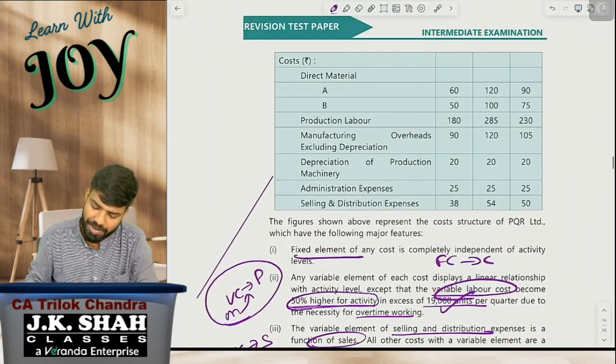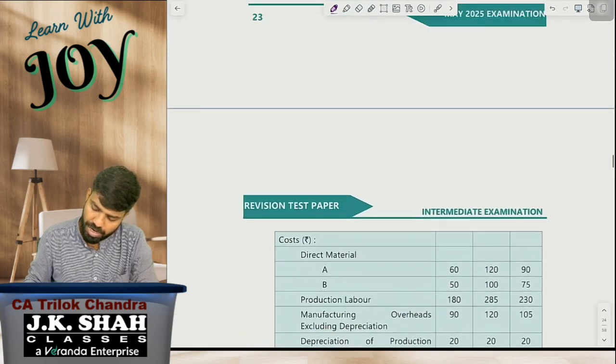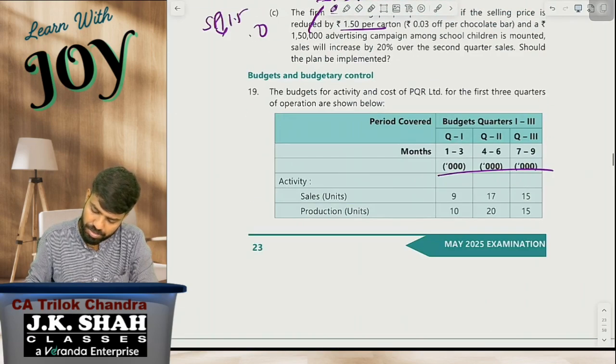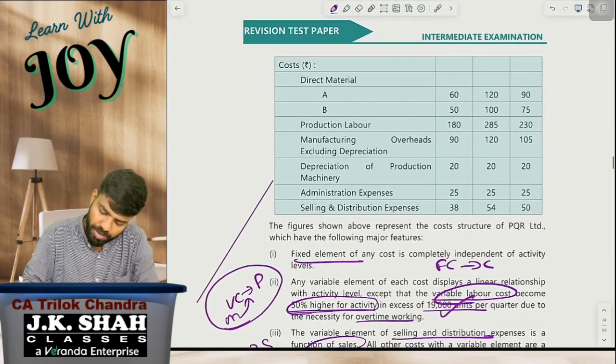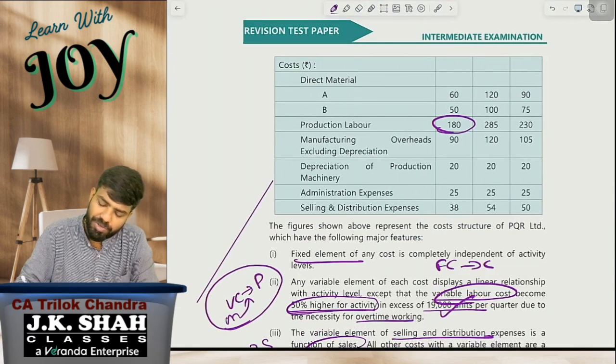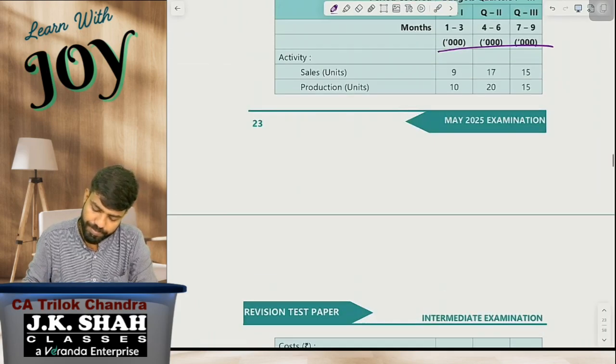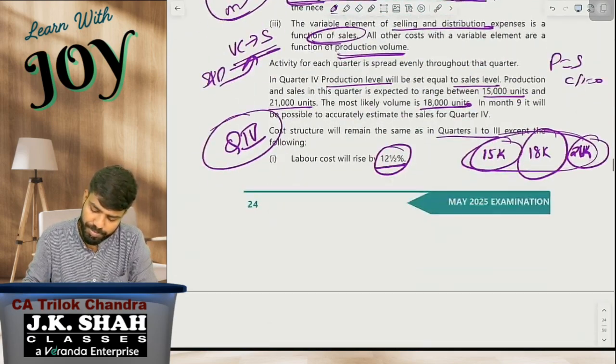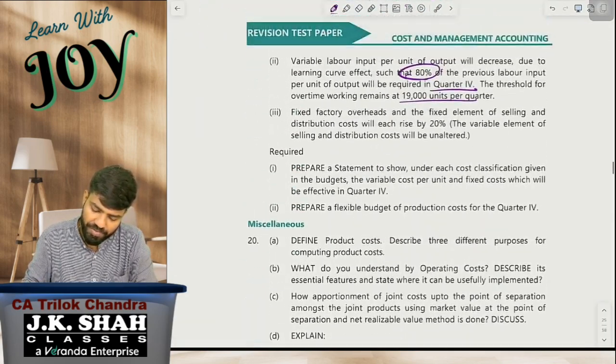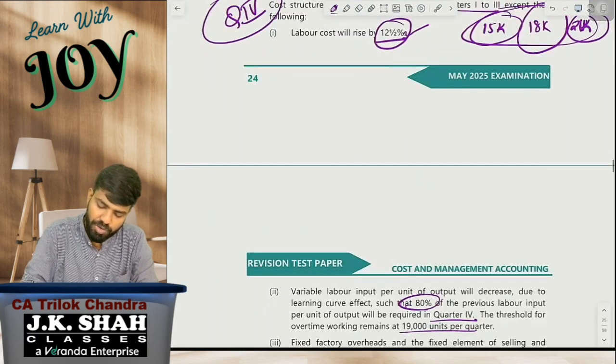At present, how much is the labor cost? Okay, 1,80,000 divided by 10,000, 18 rupees. Labor cost is 18 rupees per unit. It is going to increase by 12.5%.